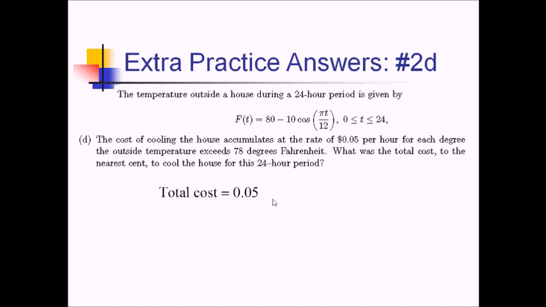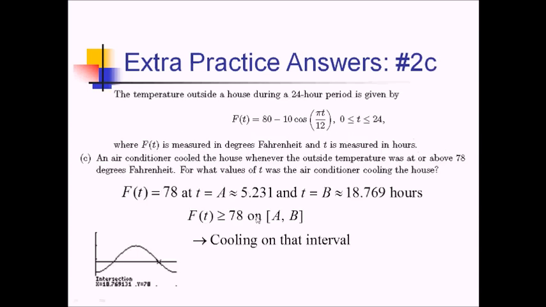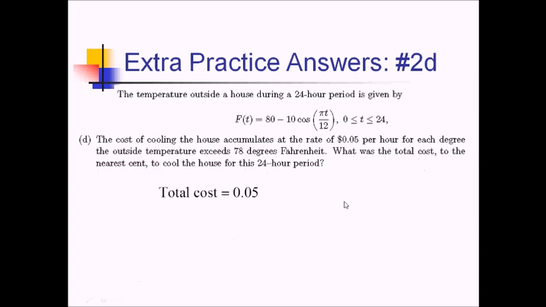Now, you might remember from part C that the air conditioner only turns on when we are at or above 78 degrees. Do we know what time interval we are at or above 78 degrees? Well, yeah, we do. We found that in part C. And I wisely stored my time values as A and B. So I'm just going to do the integral from A to B because I've defined those in part C. And just looking back real quick, A was about 5 and some change. B was around 18 or 19 hours. But I've already stored those, so I don't have to rewrite them.